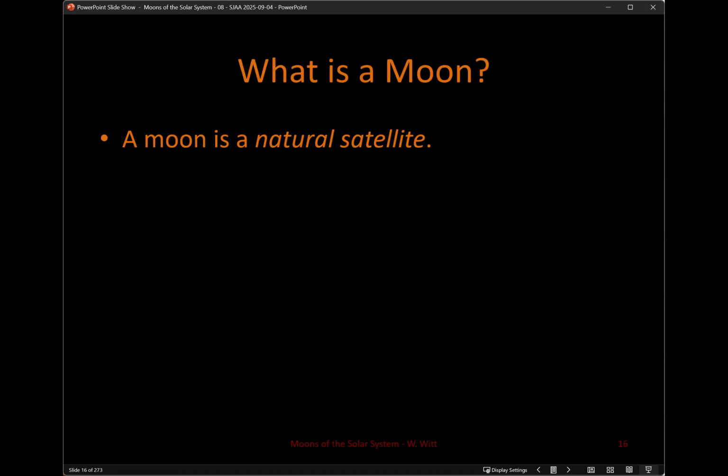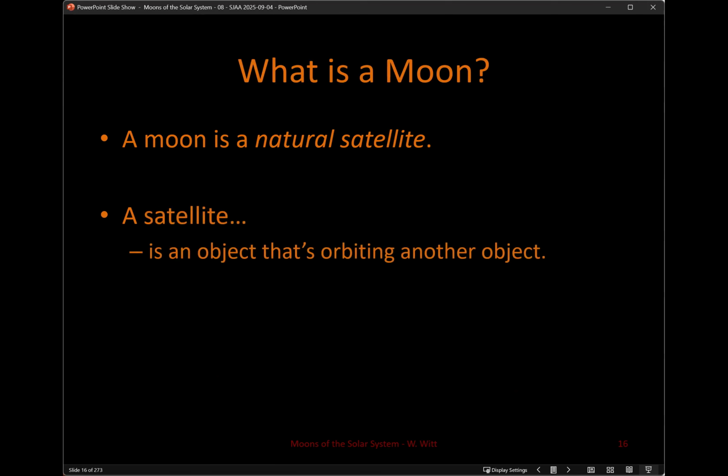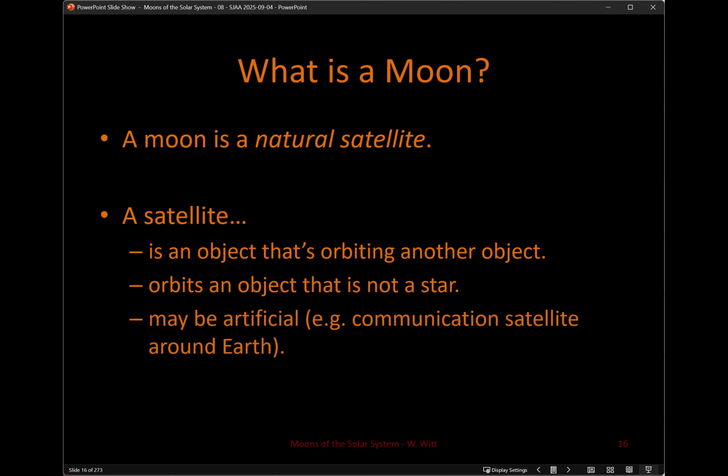So let's be a little more formal about this. What is a moon? A moon is a natural satellite. For that to make sense, we should define the word satellite. A satellite is an object that's orbiting some other object, and orbiting here means zipping around it, circling around it. But the object that it's orbiting is not a star. So a satellite is something that orbits something else, but that thing at the center is not a star. A satellite may be artificial, like a communication satellite around Earth, or it could be a natural satellite, like our moon is.